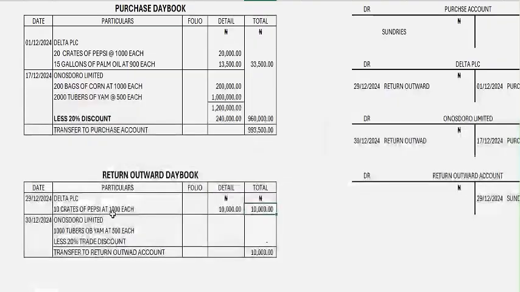So you have 1,000 tubers of yam at 500 each. That will give us 500,000 naira. So let's remove the 20% discount that was given to us before. 20% of 500,000 will give us 100,000 naira. So 500,000 minus 100,000 gives us 400,000 naira.